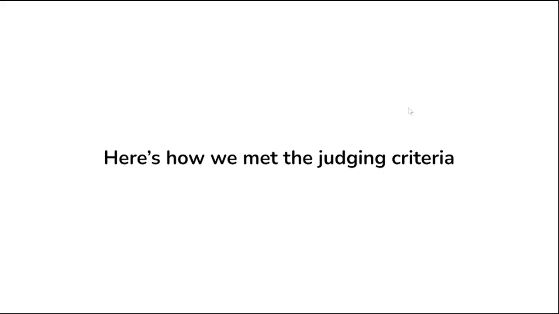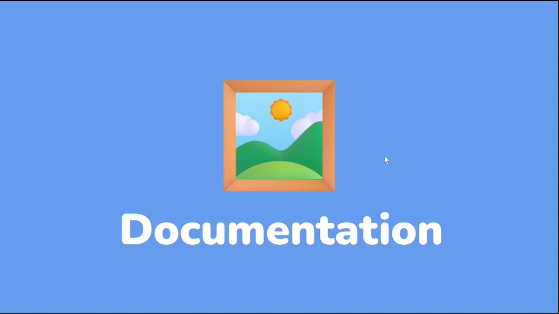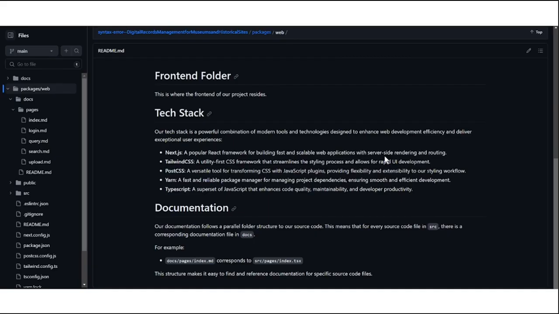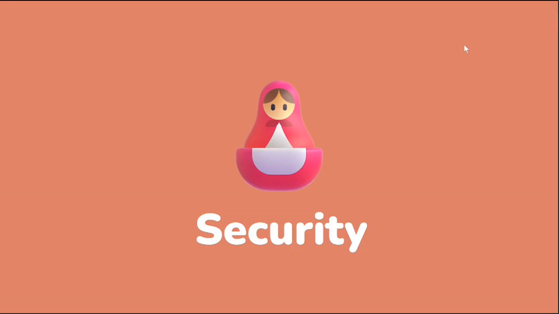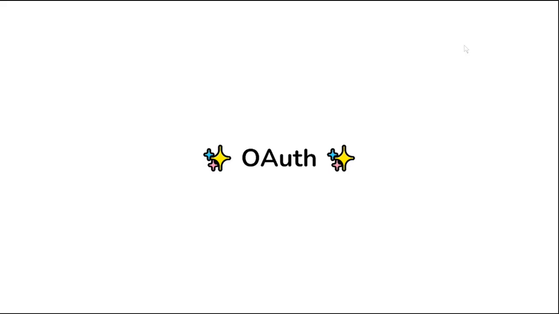Thank you. Here's how we met the judging criteria. Both the backend and the front end are fully documented, and the documentation is available on our GitHub repository itself. To secure our app, we decided to use OAuth instead of handling authentication ourselves, just because it's a lot more secure, and it also saved us a lot of time during the hackathon.